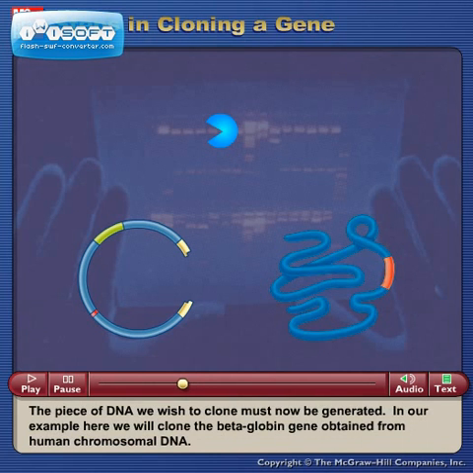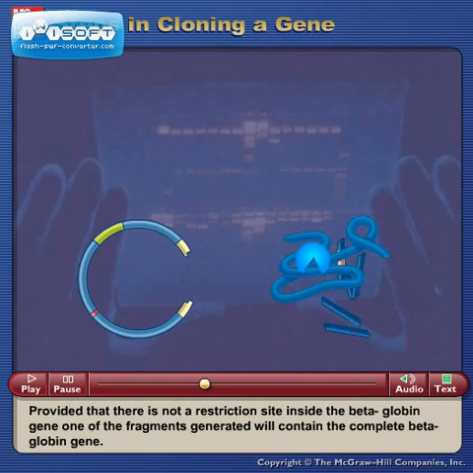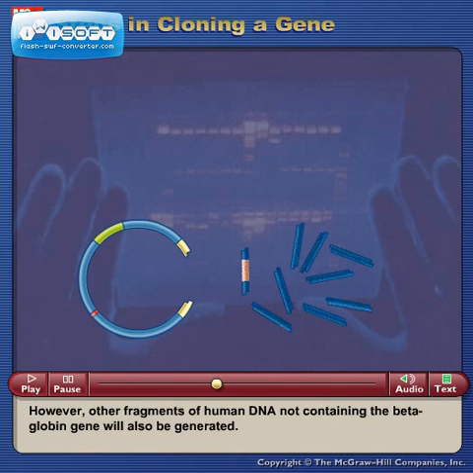The piece of DNA we wish to clone must now be generated. In our example here, we will clone the beta-globin gene obtained from human chromosomal DNA. If we treat human chromosomal DNA with the same restriction endonuclease used to open the cloning vector plasmid, a set of specific fragments will be generated that vary in size. Provided that there is not a restriction site inside the beta-globin gene, one of the fragments generated will contain the complete beta-globin gene. However, other fragments of human DNA not containing the beta-globin gene will also be generated.